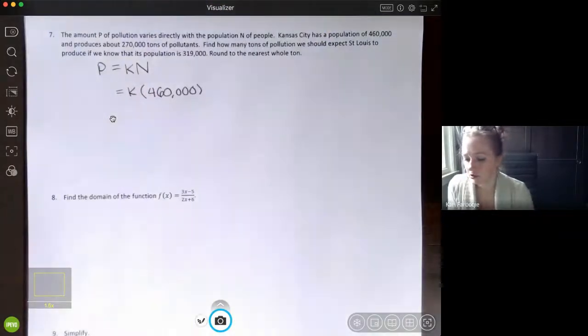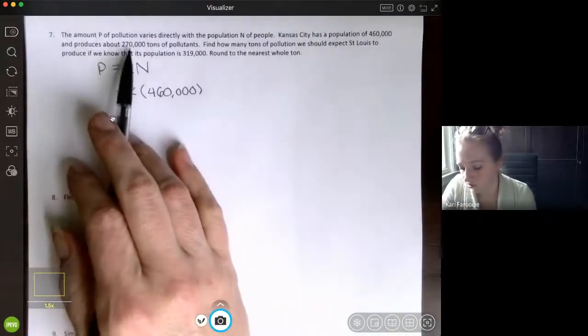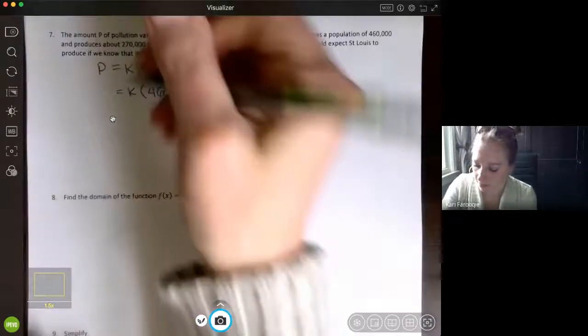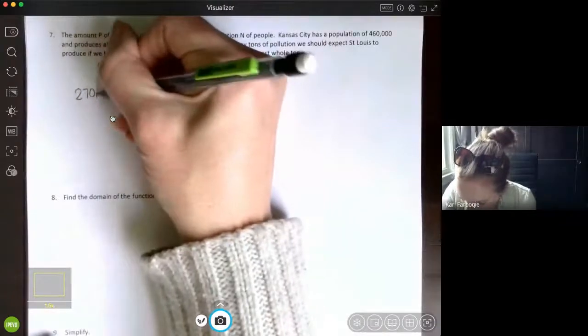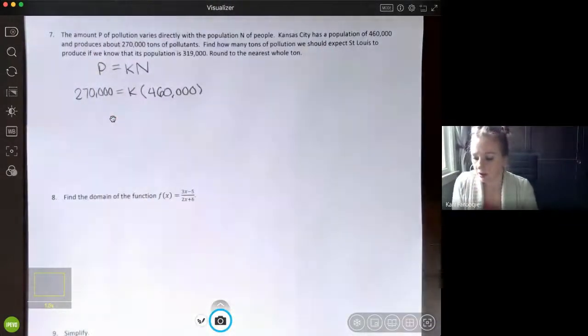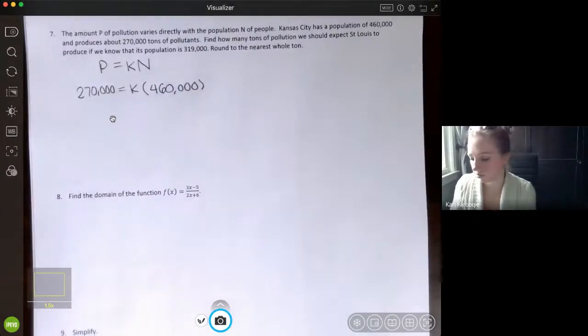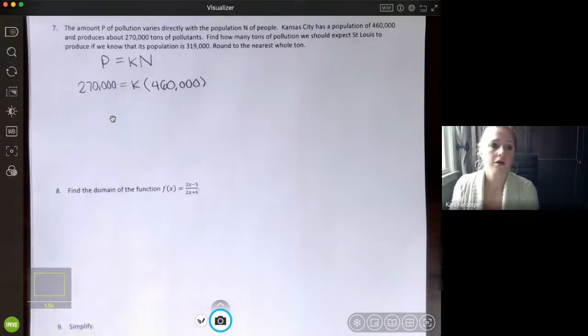N will be 460,000, and it produces about 270,000 tons of pollutants. That is P. So just little things like that to watch out for with these problems as far as the choice for variable is concerned. All right, now you're going to solve for K. So we're going to divide both sides by 460,000.